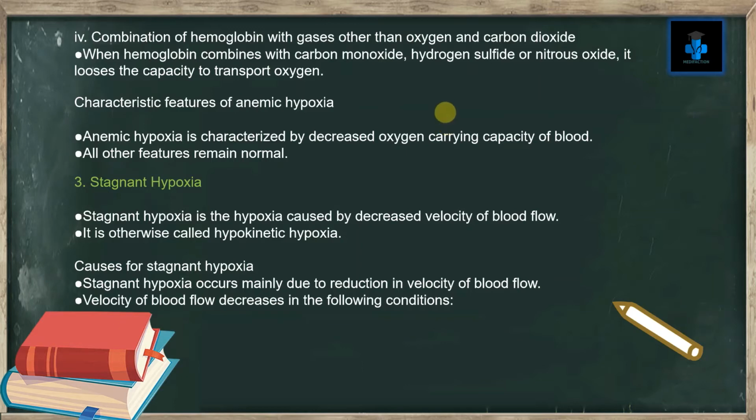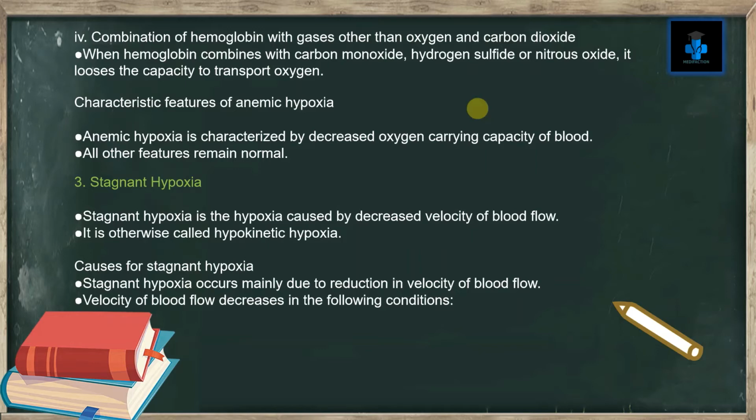The third type, stagnant hypoxia. Stagnant hypoxia is the hypoxia caused by decreased velocity of blood flow. It is otherwise called hypokinetic hypoxia. Causes for stagnant hypoxia are: stagnant hypoxia occurs mainly due to reduction in velocity of blood flow.